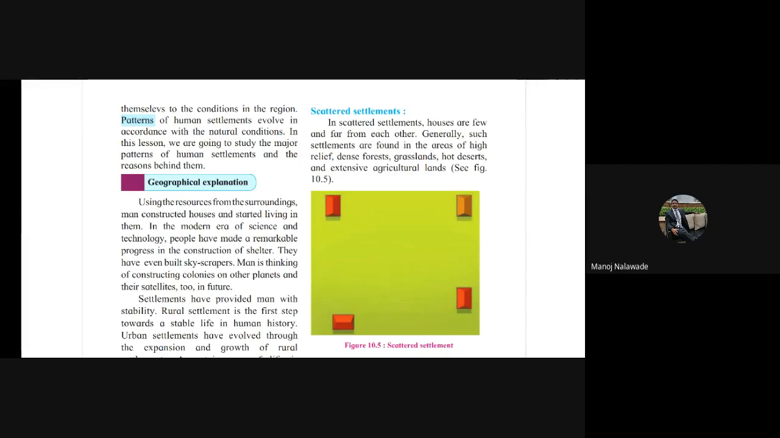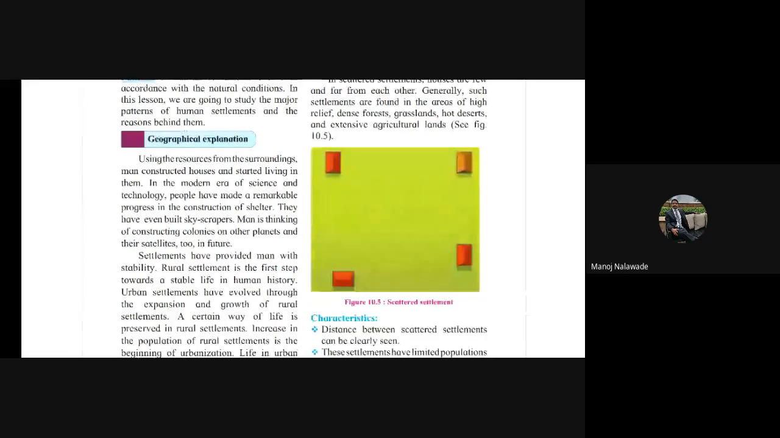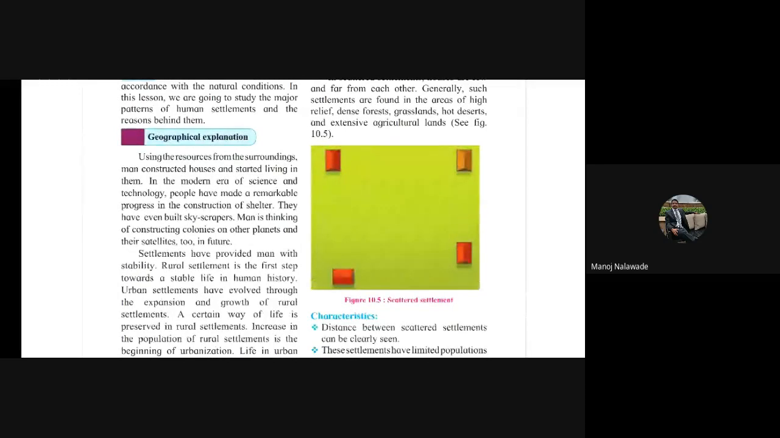If you take the example of dense forest, in dense forests also the settlements are scattered, as in grasslands and hot deserts. As we know, in a hot desert there is a specific source of water. At that place, there are only a few houses. After a few kilometers, there is no source of water or food. Then again after 2 to 5 kilometers, or 10, or even 50 kilometers, there are new houses. So basically this is a scattered settlement.